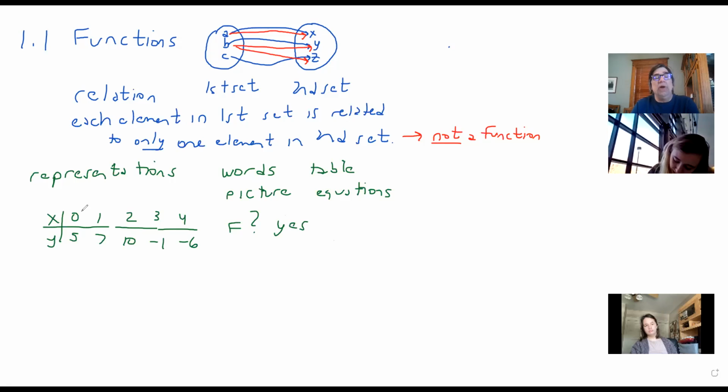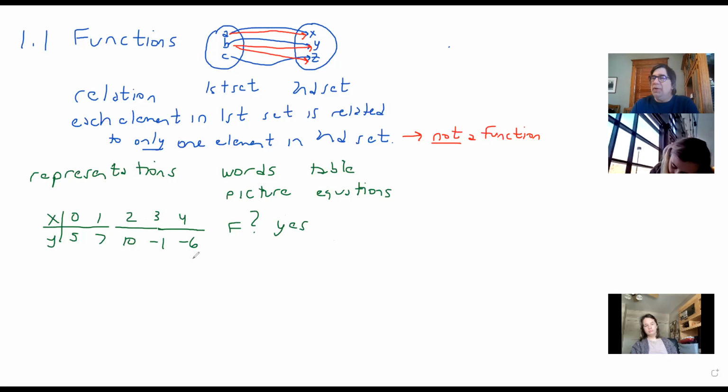Because if I ask what item is related to X equals 0, according to the table, it should be Y equals 5. If X is 3, then Y is -1. When X is 2, Y is 10. Each time, that X value is related to only one Y value.